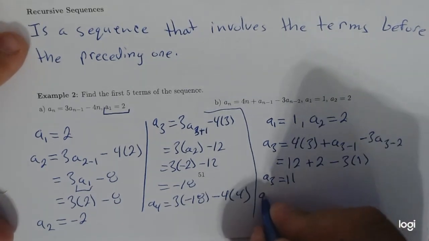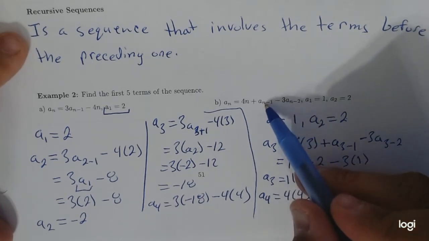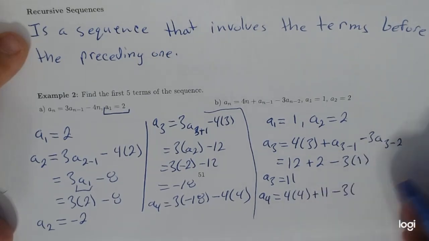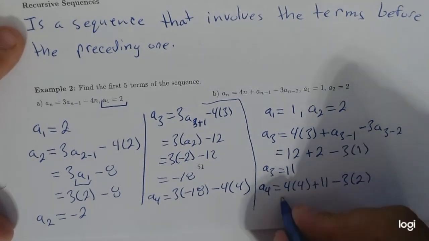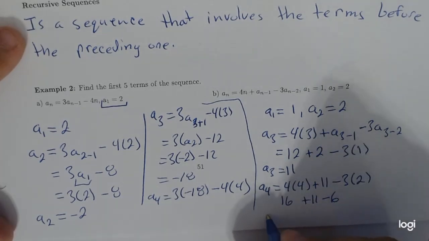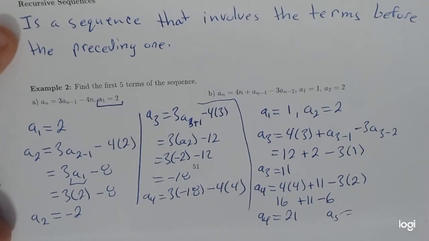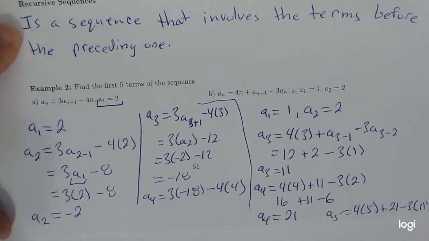Okay. So a sub 4 is going to be 4 times 4 plus a sub (4 minus 1), so a sub 3, that's 11, minus 3 times a sub 2, which is 2. So it'll be 16 plus 11 minus 6. What is that, 21? And then finally, a sub 5 is the same process. It'll be 4 times 5 plus 21 minus 3 times 11.